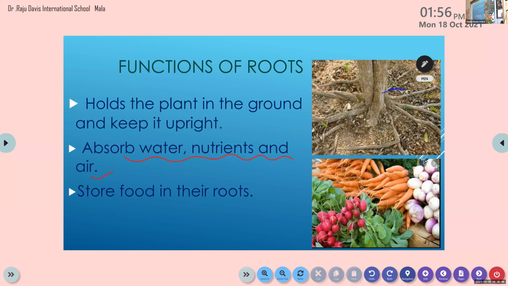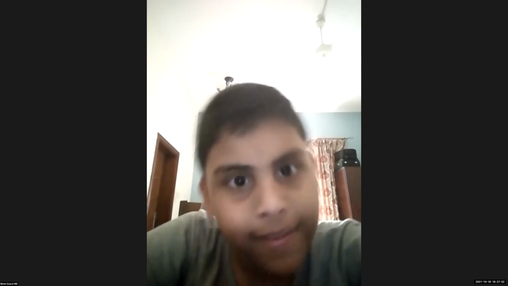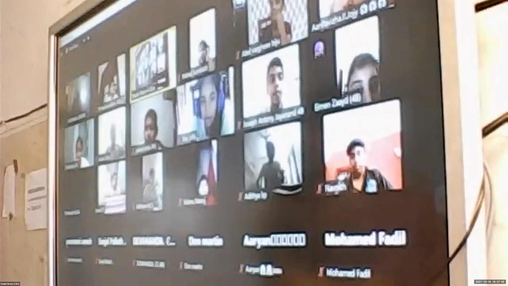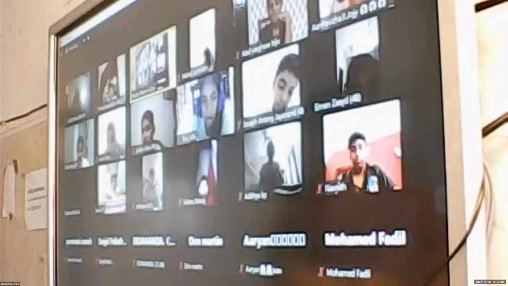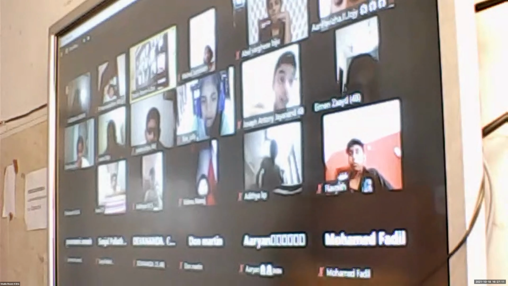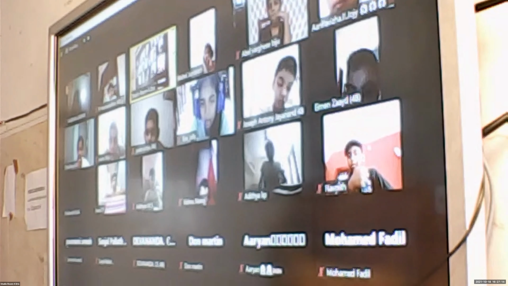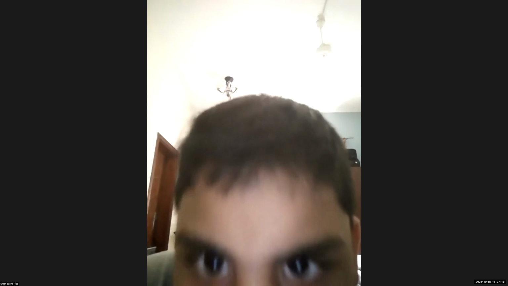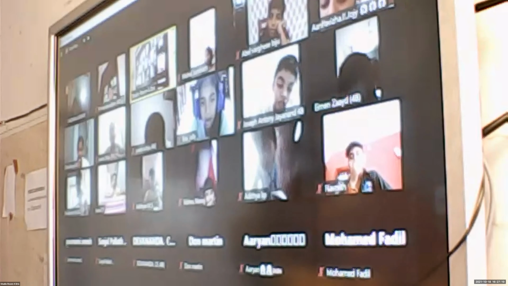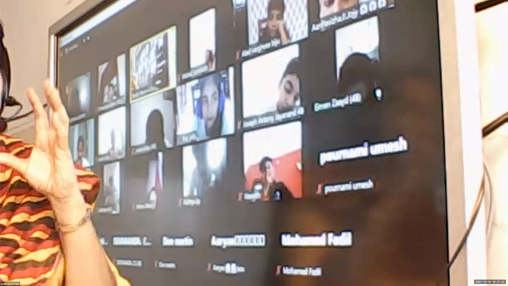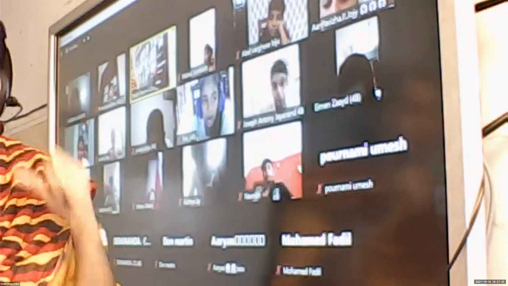Got it? Next one. They store food in their roots. You can see carrot, radish, beetroot, turnip. These are all the roots of the plants which we are eating. Can you imagine? These are all vegetables you like, isn't it? Most of the children like carrot, radish, beetroot. Cabbage is not a root. This carrot is the root of the carrot plant.